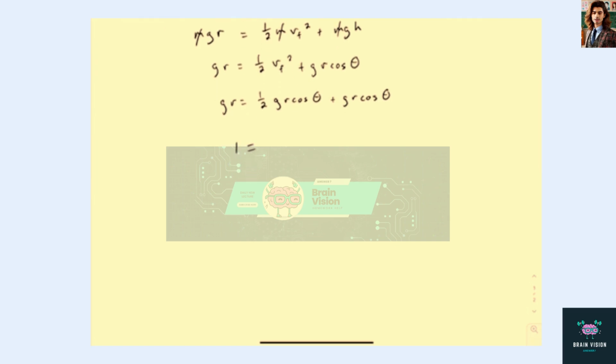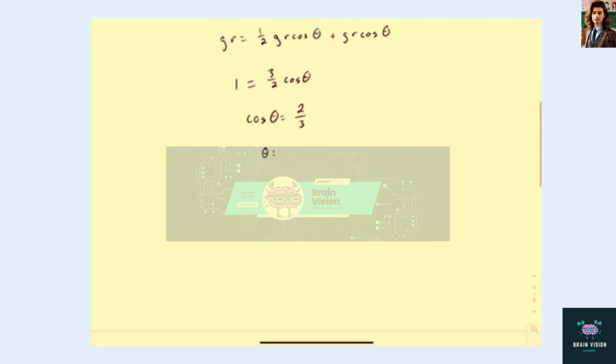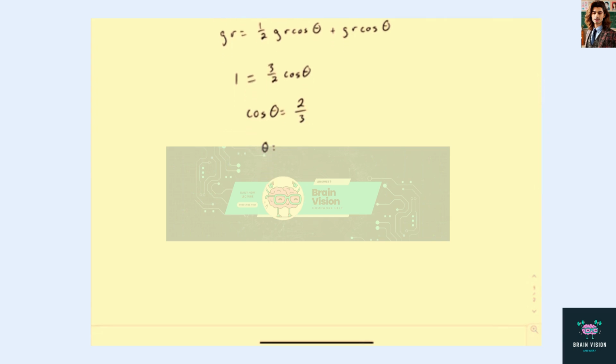This is going to be 1/2 plus 1, so 3/2 cosine theta. So cosine theta equals 2/3. And if we take cosine inverse and take the positive solution, we get 48.2 degrees.